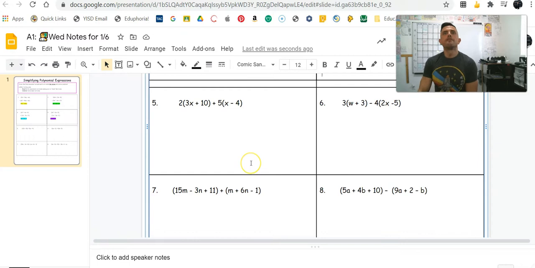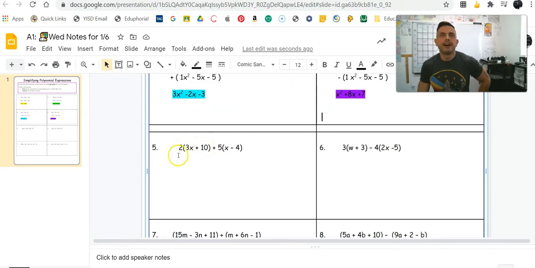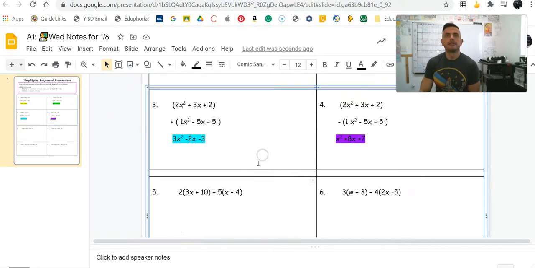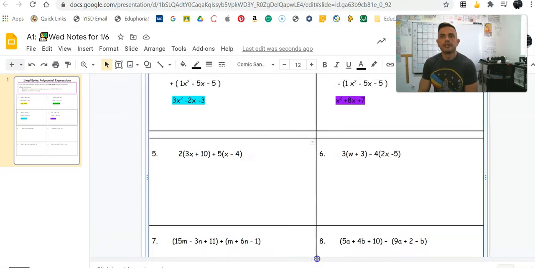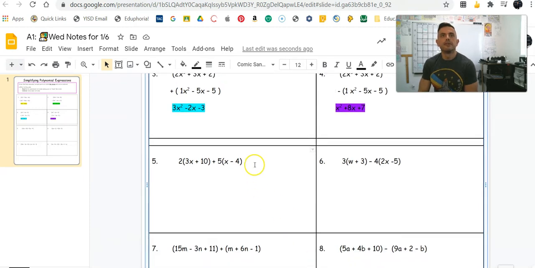All right, now number 5, the only one that's slightly different. Now we're going to have to apply the distributive property, which means we're going to have to multiply the outside stuff times the inside stuff, and then we can combine our like terms. So let's go ahead and rewrite both of these. I hate when it does that. I can actually move this a little space down too, just to give me a little more room. All right, so here we go.